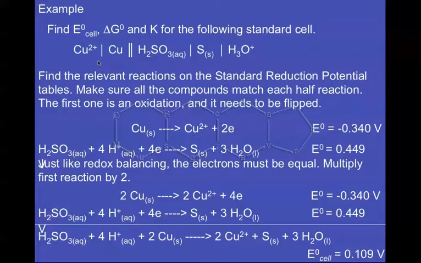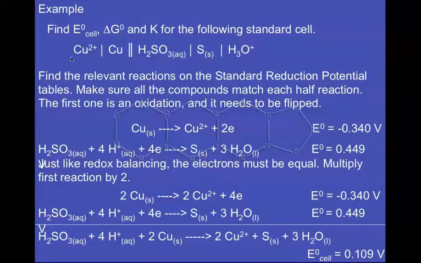We'll look at some non-standard cells in a little bit, but looking back at this one, we've got copper 2 plus and copper. This is on the left side. And in these cell diagrams, the anode's always listed first. It's a good way to remember that: anode is before cathode, A comes before C in the alphabet. And we know that oxidation occurs at the anode. So any reaction we find on the reduction potential table that involves these two things will need to be flipped. And that's what I'm going to do.